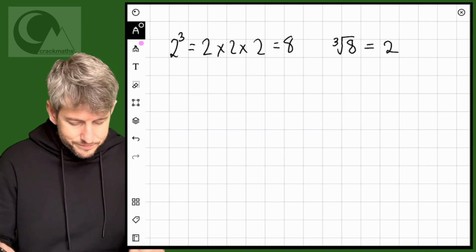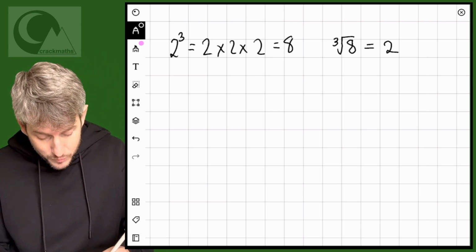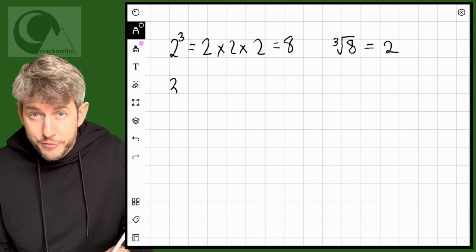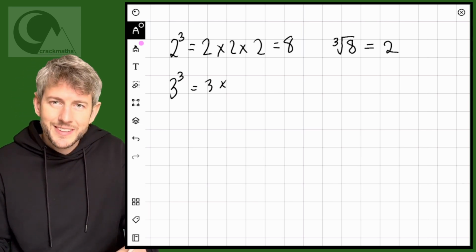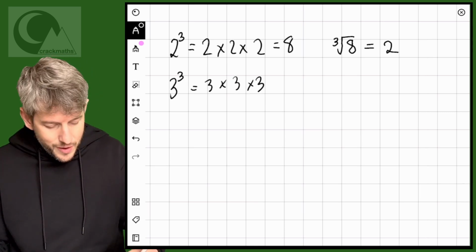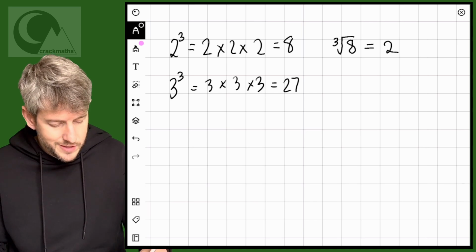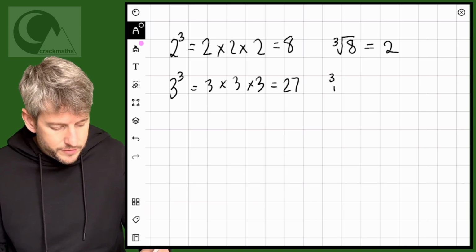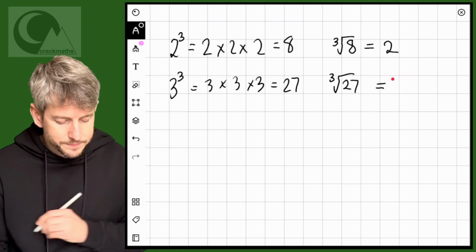Let's try a different one. Let's go for 3 cubed. 3 cubed will equal 3 times 3 times 3, and that will equal 27. Then we can get the cube root of 27, and that will take us back to 3.